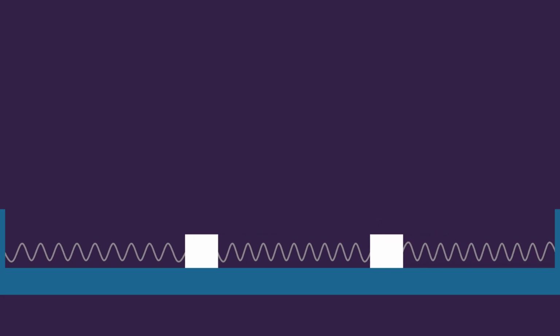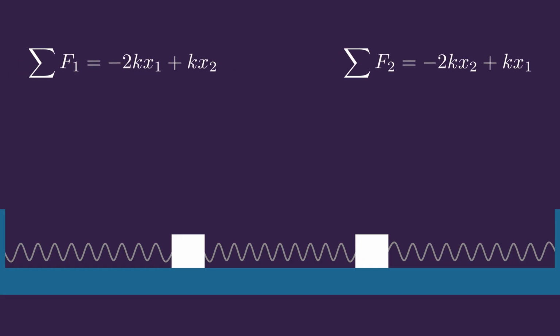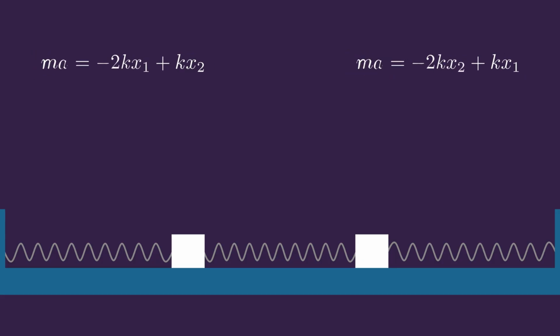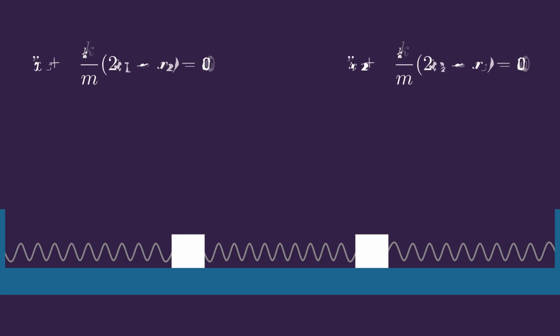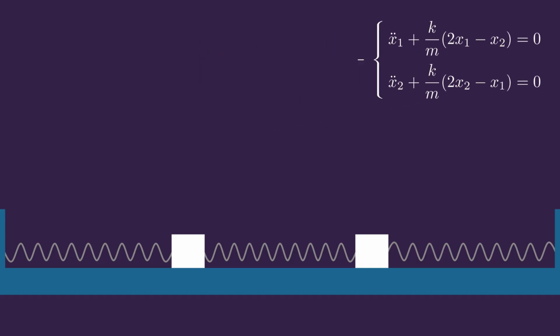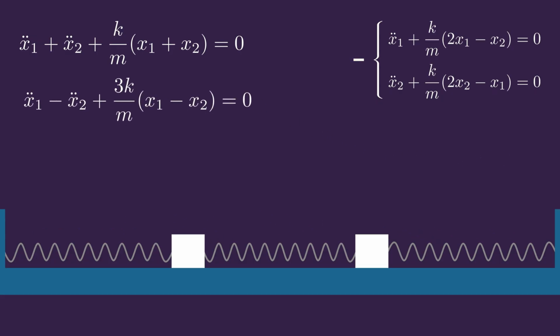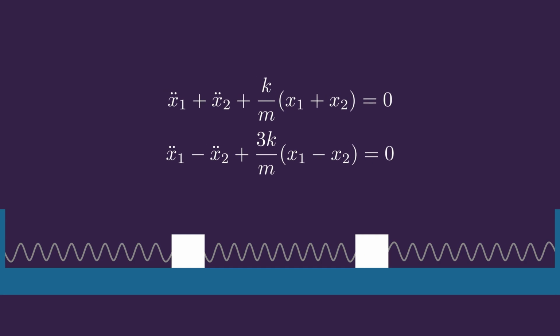We can assume that all springs have the same proportionality constant, k, and that both bodies have the same mass, m. We can find the net force acting on both bodies and simplify it into this expression. We can then similarly replace F with m x double dot and obtain these two differential equations. These equations may be a bit more tricky to solve, but we can use a trick and both add them together and subtract them from each other. This leaves us with these two equations.